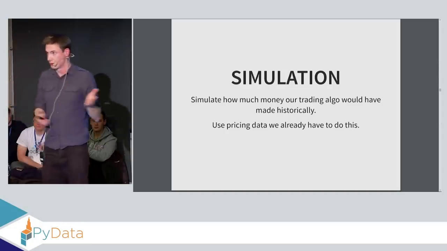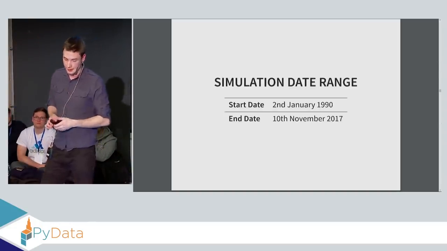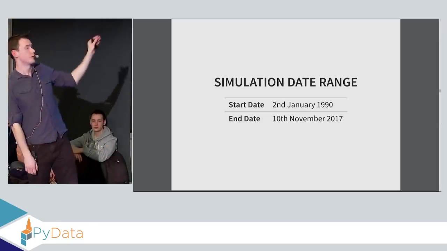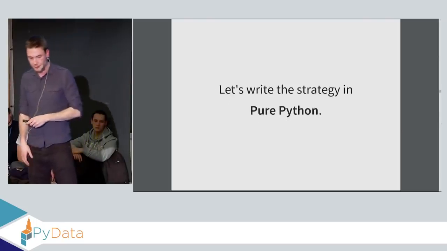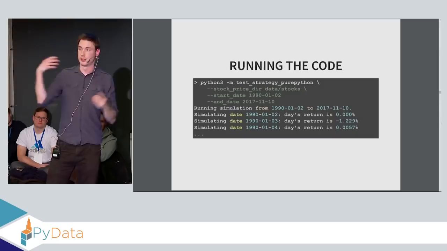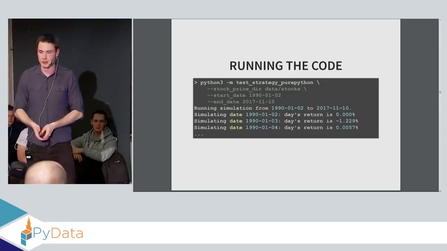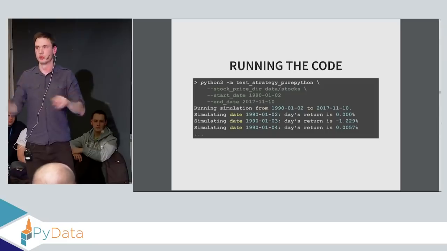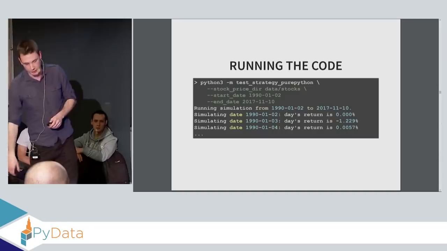So we're going to simulate how much money we make, and we can use the pricing data that we already have to do this. Our range is going to be 1990 to 2017. 2017 is where this data ends, so we're just going to leave it at that. And we're going to write the strategy in pure Python. I don't have time to go into the implementation, but essentially it's pure Python. It's using various built-in Python C routines where necessary, but it's not using any kind of Numpy or any data processing library on top of just using built-in Python stuff.